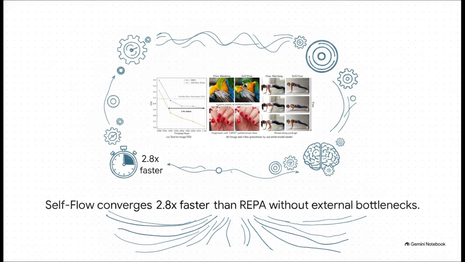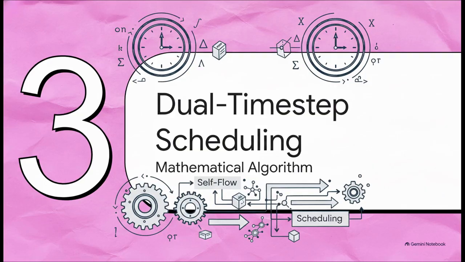Notice the Fréchet Inception Distance, the FID metric on this chart. By completely ditching those external models, this new Self-Flow framework converges 2.8 times faster than external alignment methods like REPA. That's almost 3 times as fast. And even better, while REPA eventually just plateaus, Self-Flow just keeps improving its generation quality. It literally removes the bottleneck entirely. So how do they pull this off?